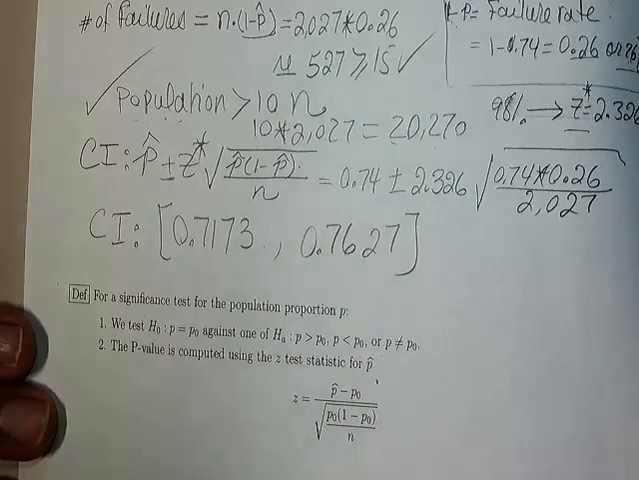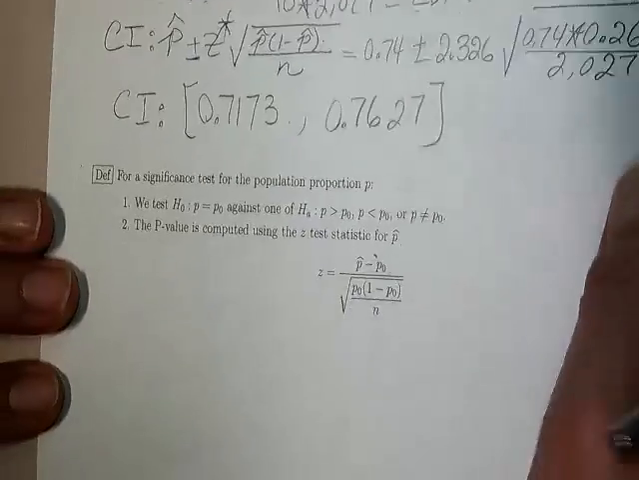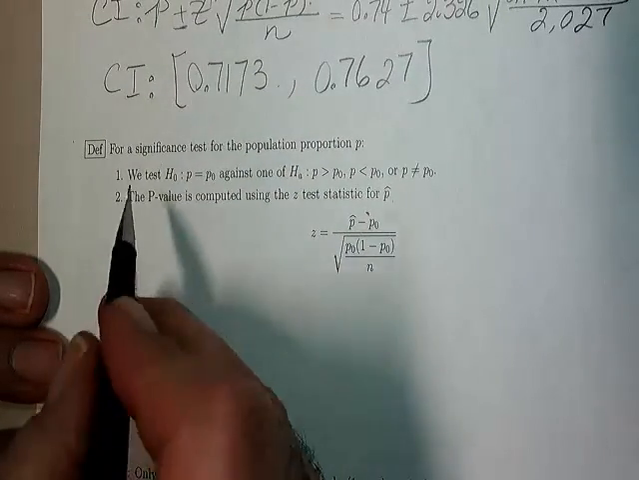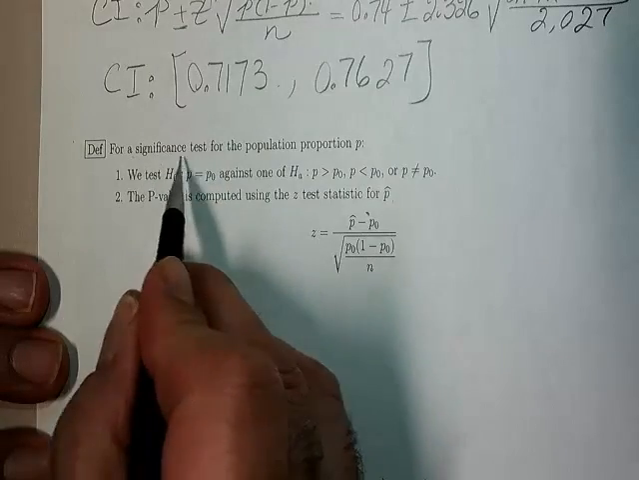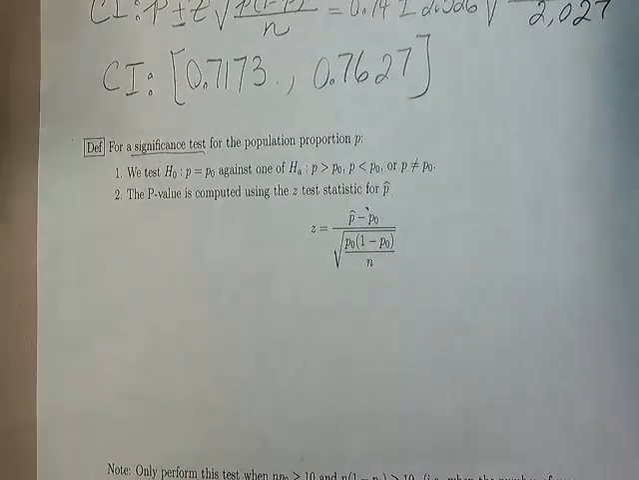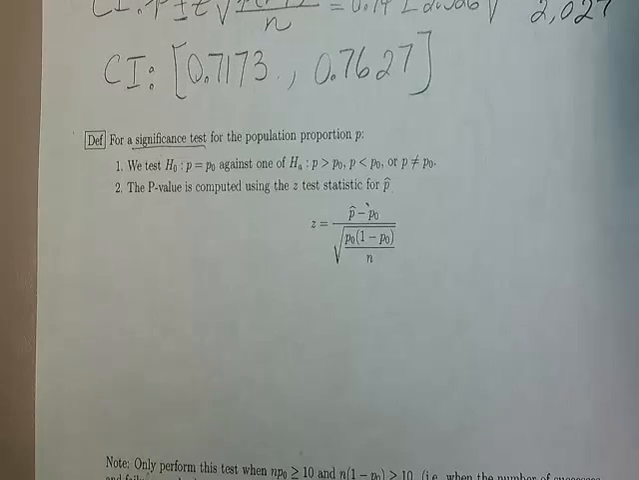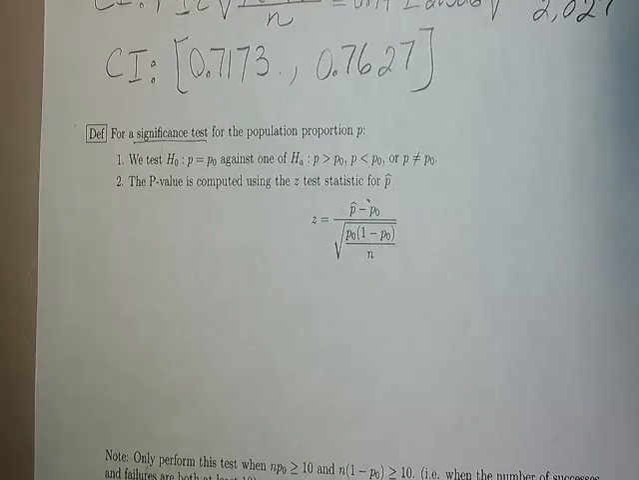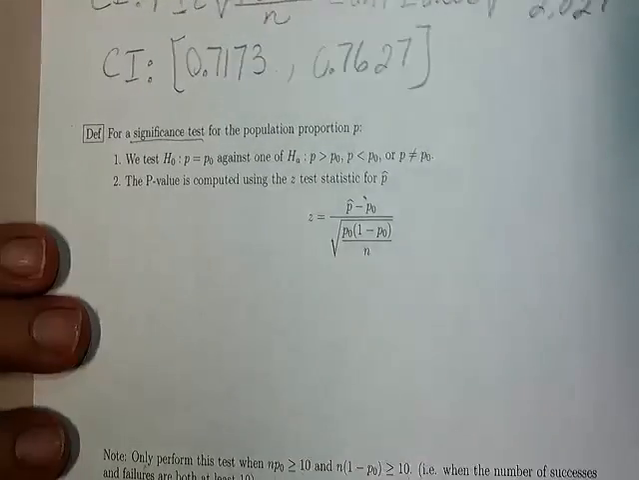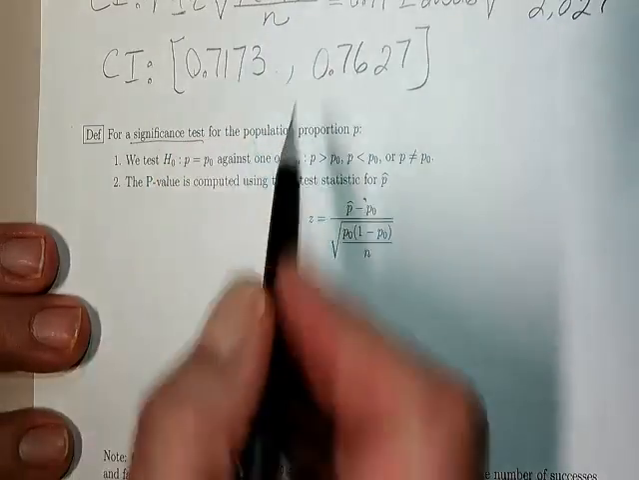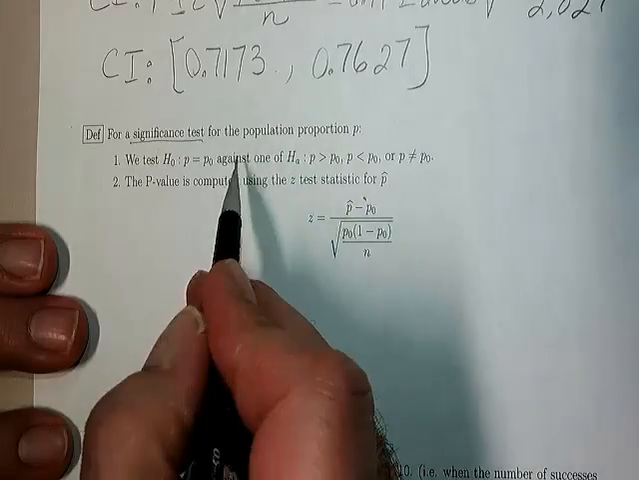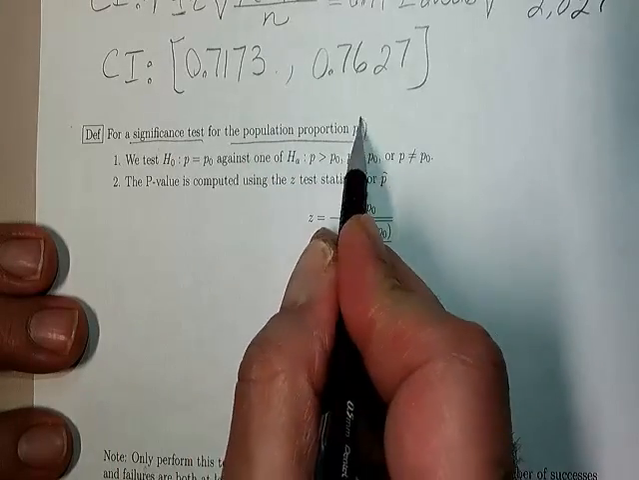All right. So let's move on to the next one. And the next one is here for a significance test. Remember, this is again inference statistics. We have confidence interval and what? Significance test or tests of significance. So we already did the confidence interval example, and this is going to be a significance test for the population proportion P.